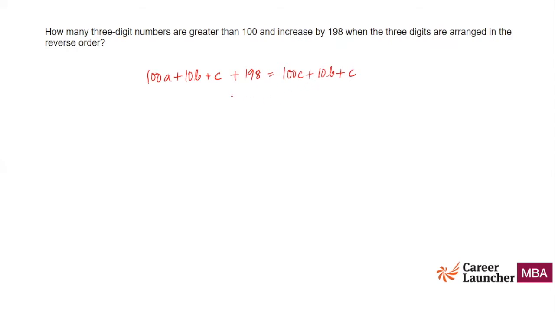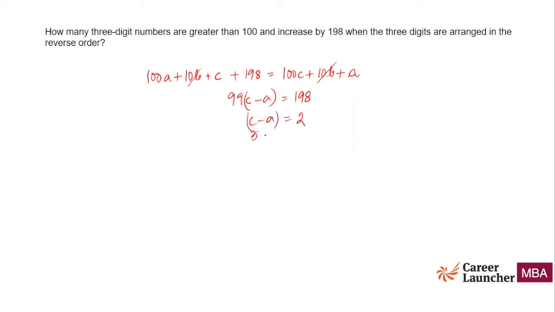So if we rearrange this, we will have 100C minus C, which is 99C. 10B and 10B will cancel out. Sorry, this is A. A minus 100A will be 99A. So I will have minus 99A, right, is equal to 198. Or we will have C minus A is equal to 2.